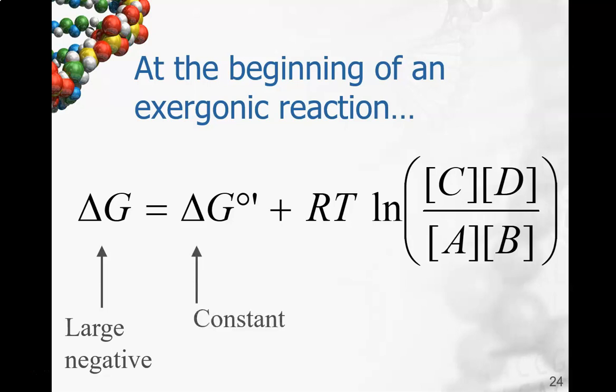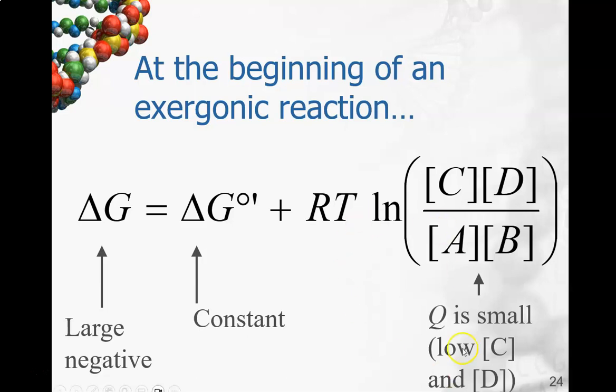And this delta G 0 primed is a constant. It just tells us the difference in the delta G of formation between the products and the reactants. And at the beginning, we have lots and lots of A and B, but not a lot of C and D, because C and D are the products. So that means this overall ratio, Q, is going to be small, because we have lots and lots of A and B and not much C and D at the beginning of the reaction.